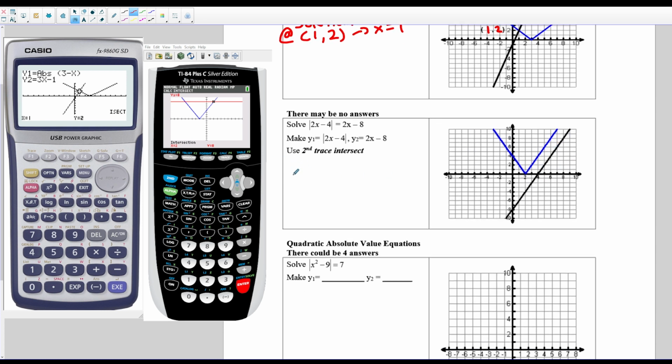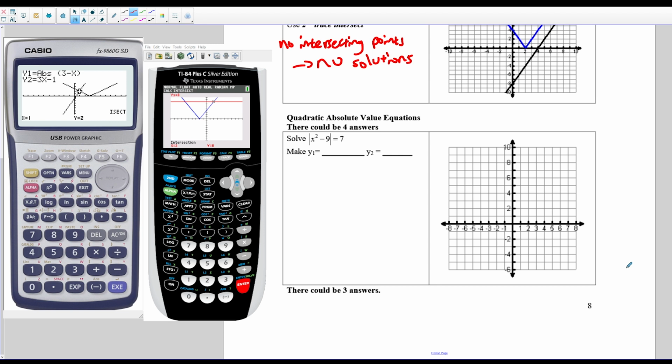Example here, we can see that there are no intersecting points. So we have no intersecting points, meaning that we have no solutions. So we can go ahead and write that down. So no intersecting points, meaning that we have no solutions.